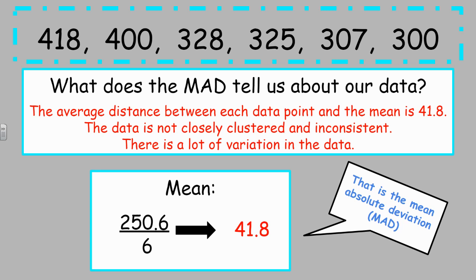So I would say that a higher MAD would be anything greater than 15. Anything lower than that, I would say you've got a pretty low MAD. But if it's greater than 15, then you've got a lot of jumbled around numbers. That means there's just a lot of variation in your data.